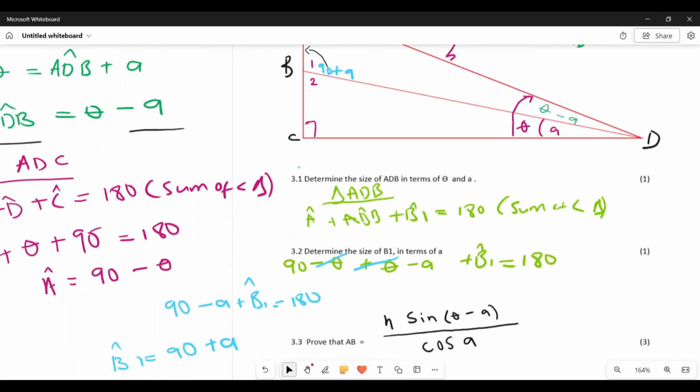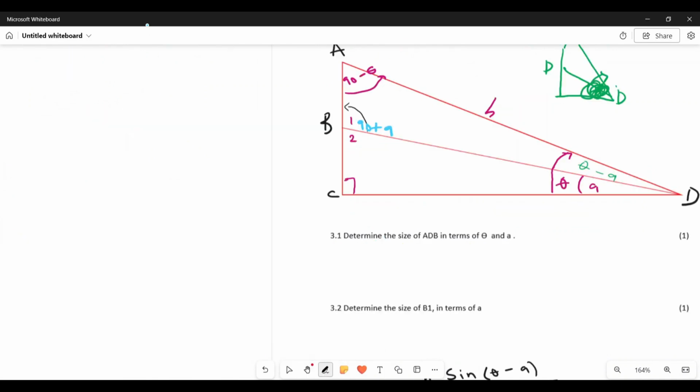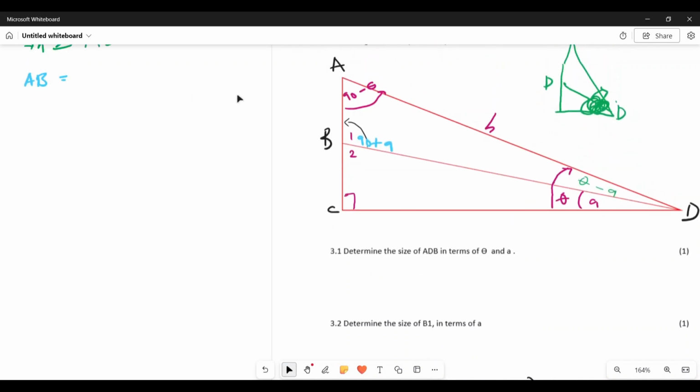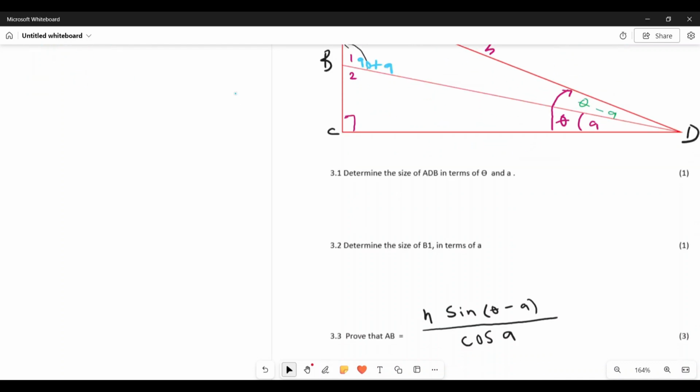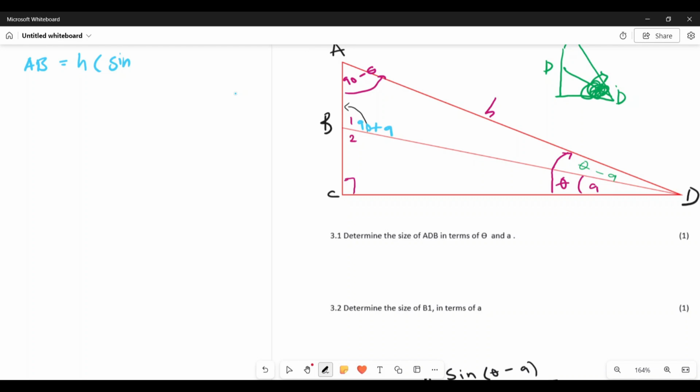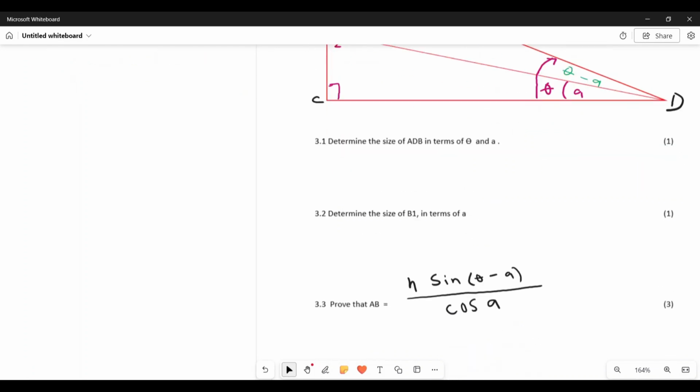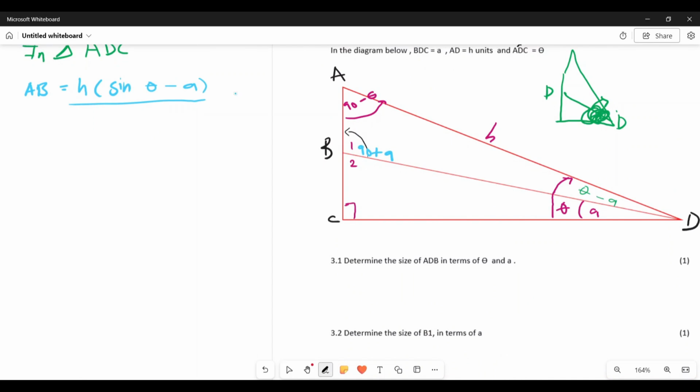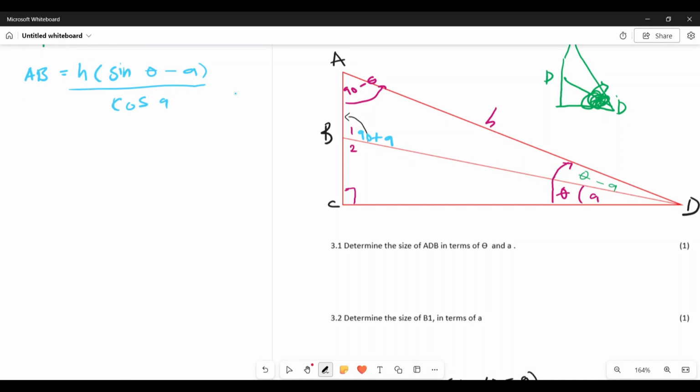Right. Now let us try and solve for 3.3. For the second question, we need to prove that AB can be written as H sine of theta minus A, all over cos A. This is what I'm trying to prove. Now, where is my AB? This is my line AB.